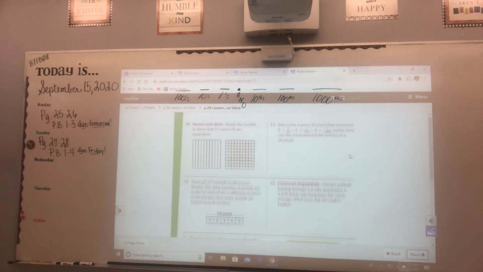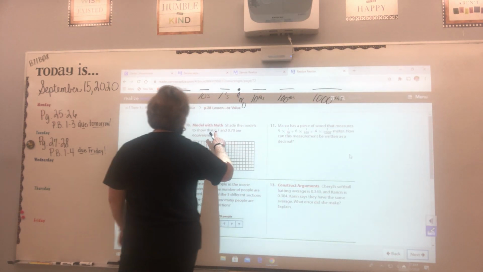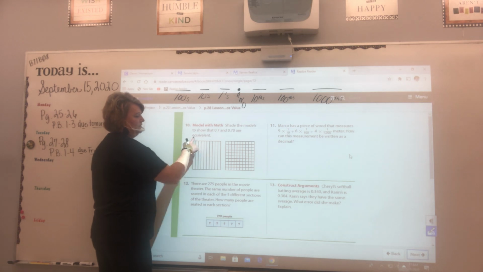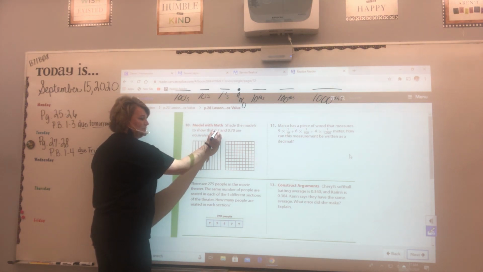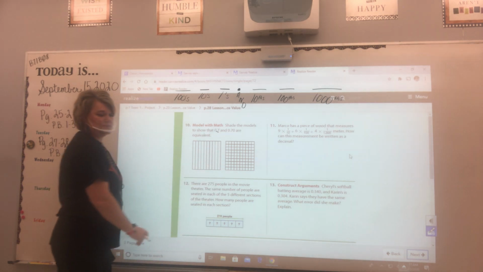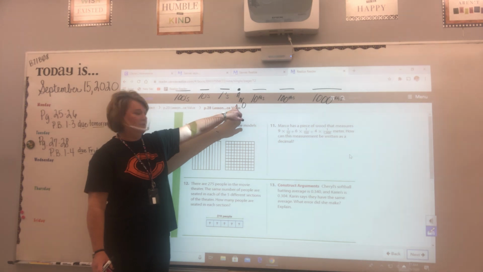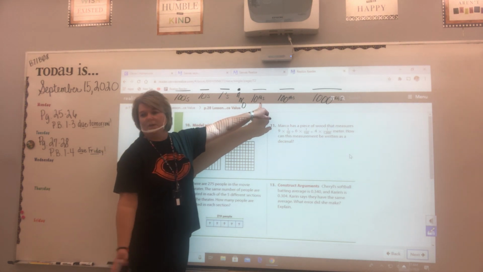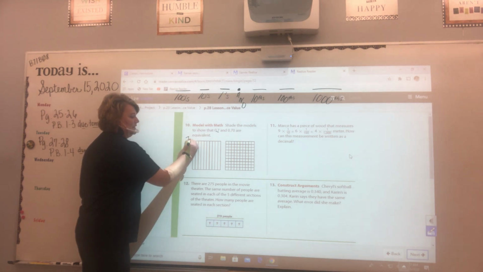Okay, number 10. Shade the models to show that 0.7 and 0.70 are equivalent. Well, let's just start right this. Take your pencil, darken this decimal, go over 1 place. On your scrap paper, find your decimal, go over 1 place. What did that land in? 7 what? Tenths. Write that over here to the side like a fraction.